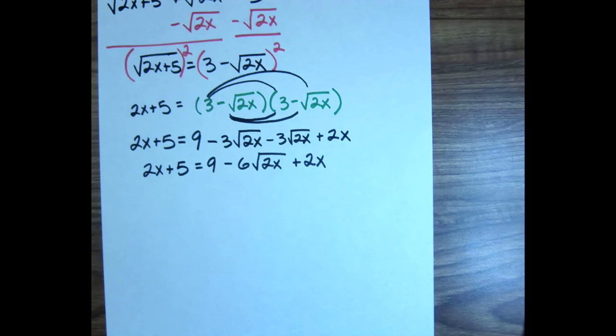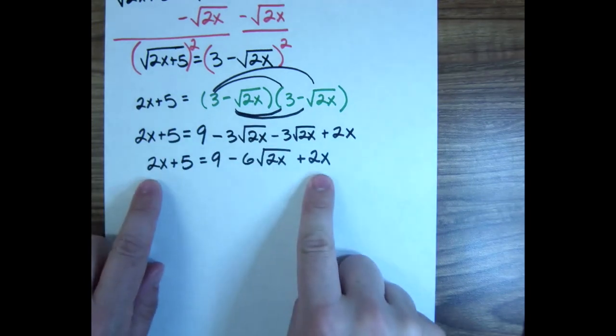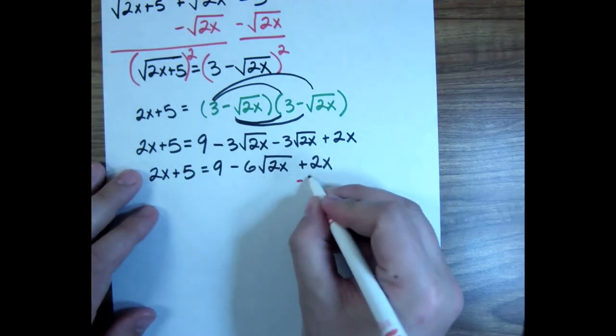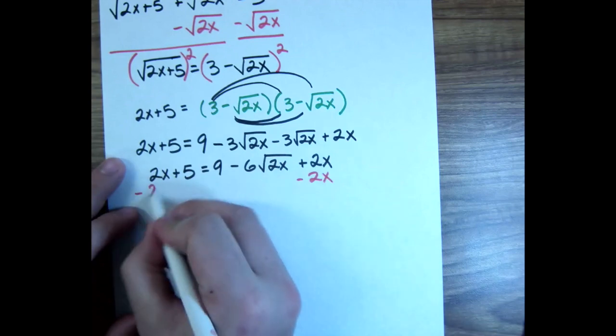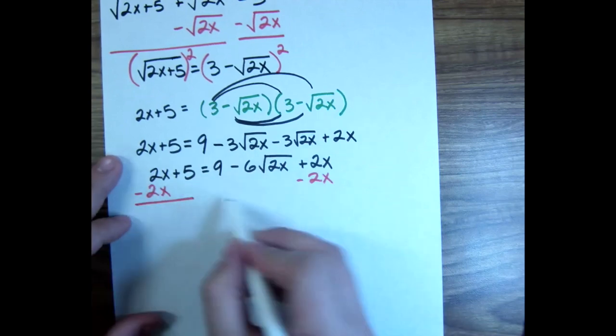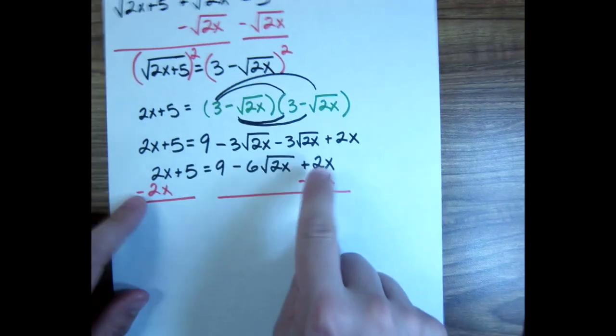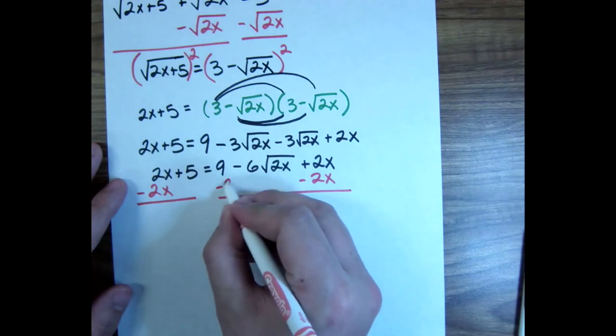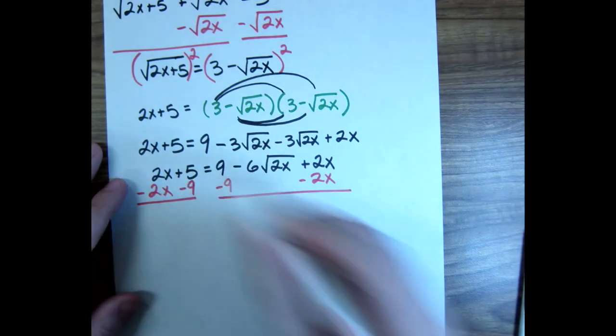I do see something kind of helpful. We've got 2x on both sides. Why don't I subtract 2x on both sides of this? That's handy, because the 2x's are going to cancel out. I'm going to go ahead while I'm at it, subtract 9 from both sides so that I can combine those numbers.